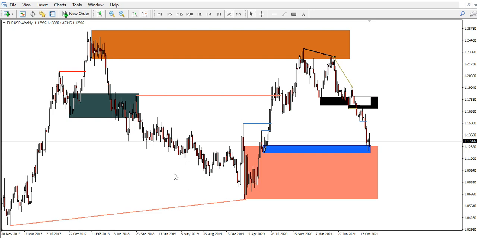Okay, Euro USD with this failure market structure here, and then this fail of market structure is confirmed by this break of market structure here. And then after that, Euro USD is currently trending low, and it gets better before it gets worse. So those are the similarities.